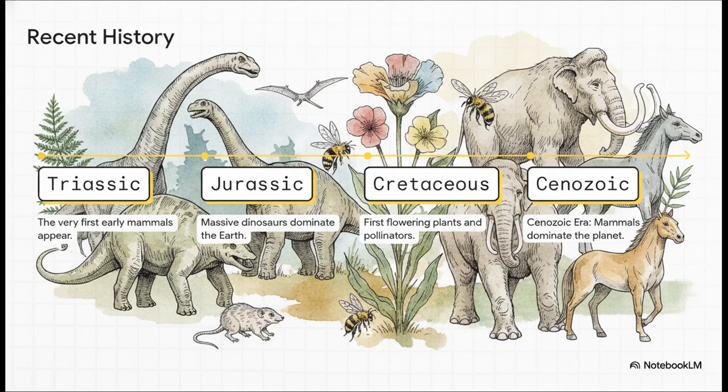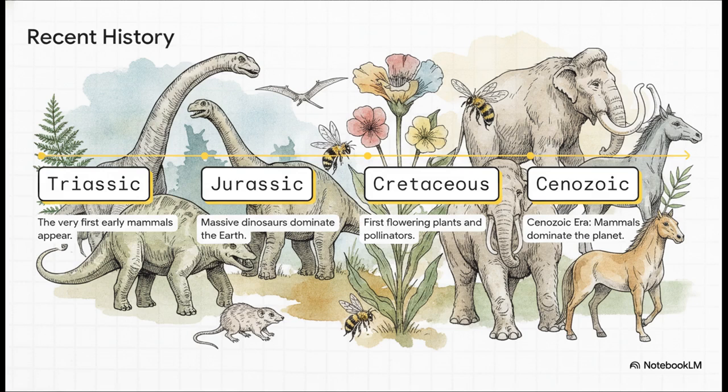Getting closer to today, the Triassic period introduces the very first early mammals. But they had to keep a low profile because the Jurassic period arrived and was completely ruled by massive dinosaurs. Next is the Cretaceous period. Now, this is famous for being the end of the dinosaurs, but it's equally important because it brought us the very first flowering plants, and with them, the first pollinators like bees.